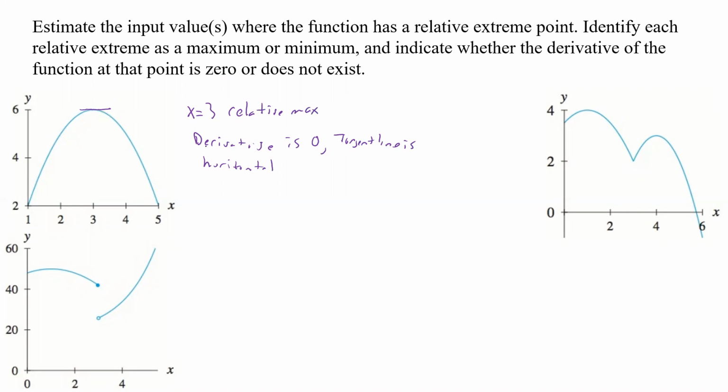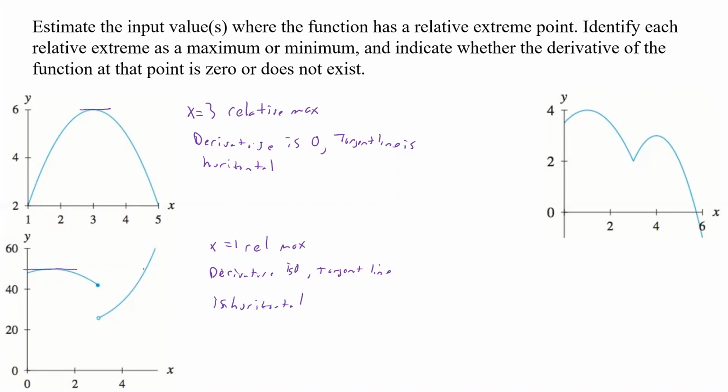Now let's look at the next one here. The next one we have what? Well, it looks like maybe about right there. It looks like at x equals 1, we have a relative max. And what happens there? Again, the derivative is equal to 0, so our tangent line is horizontal.